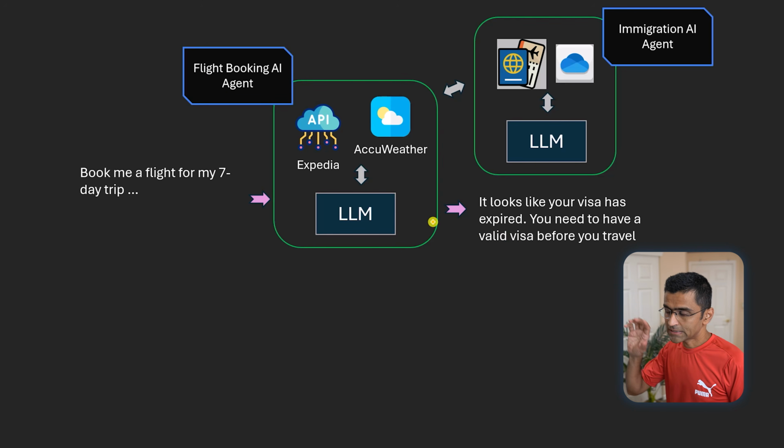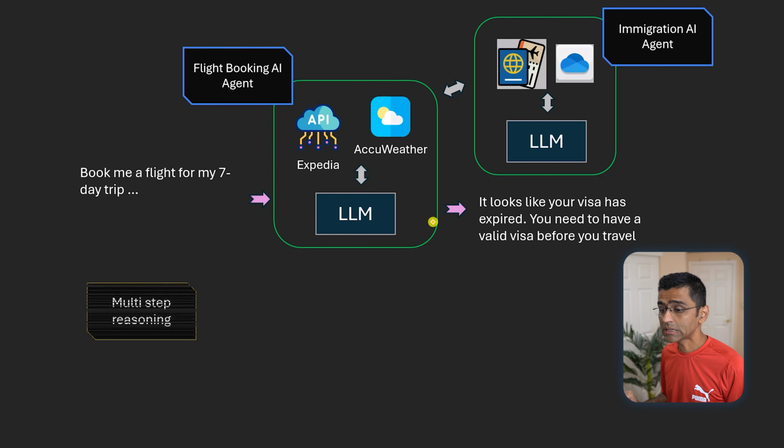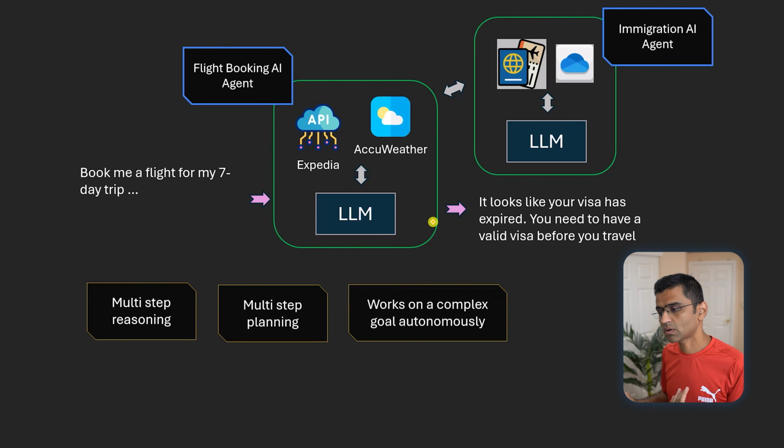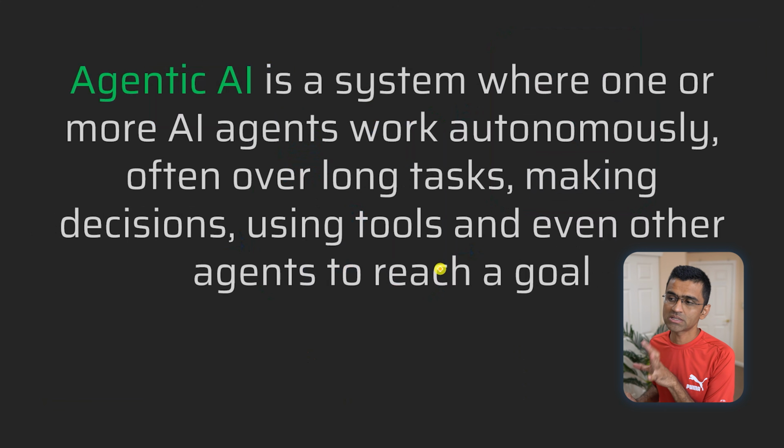So this system consists of multiple agents. It is doing multi-step reasoning. It has a multi-turn approach where it is calling multiple agents. Maybe agents are being called multiple times too. And it is multi-step planning. It is working on a complex goal autonomously. Okay, you're just giving it a goal that, okay, book a flight ticket. But the system is checking your visa. It's like if you call a travel agent, right, they will do all of this. So this is a similar system, and this is called Agentic AI.